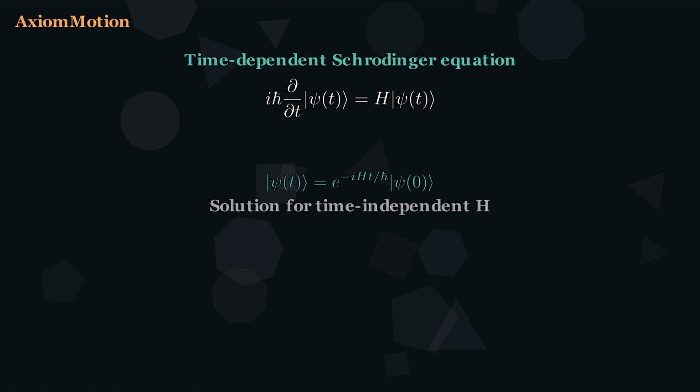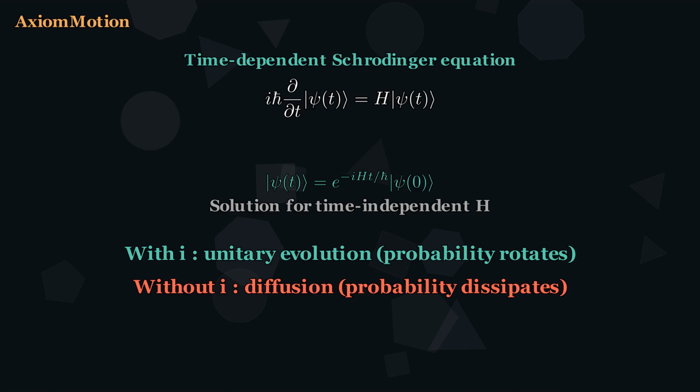The state at time t equals e to the negative iHt over h bar times the initial state. This is Euler's formula at its deepest. The factor of i is not decoration. It is what makes the evolution unitary, which means total probability is conserved. Strip out the i, and you get the heat equation. Probability would dissipate, not oscillate. With the i, the inner product of psi with itself stays equal to 1 for all time.